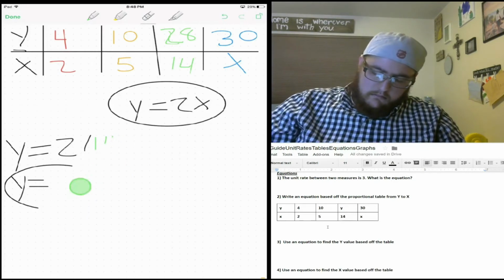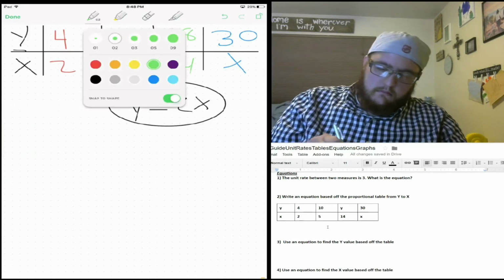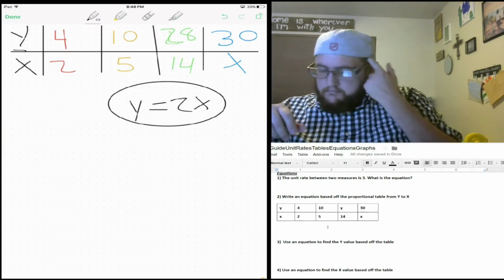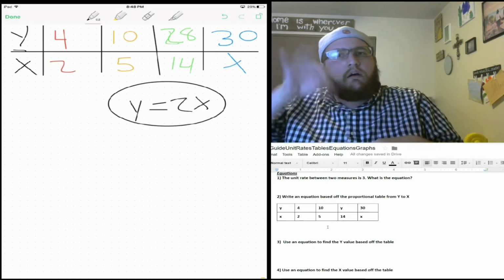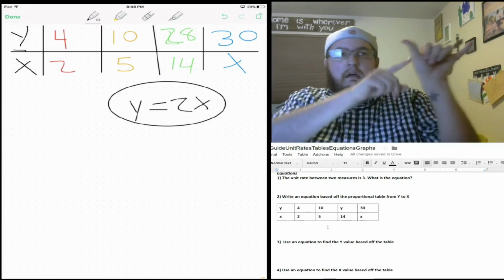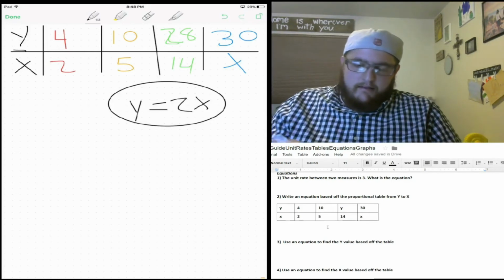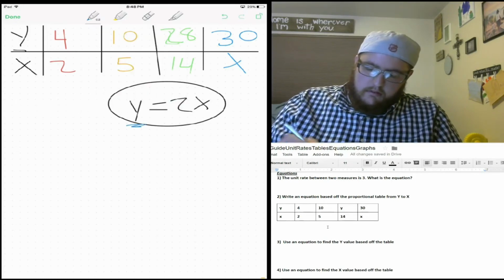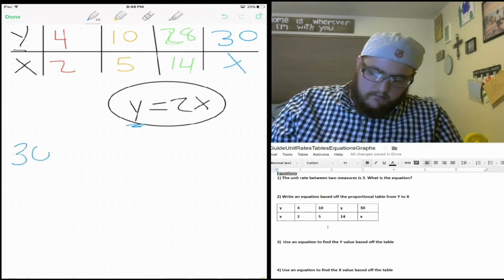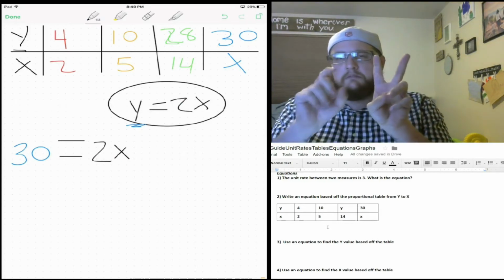So this one's kind of interesting. We don't know the x value, but we do know the y value. So we don't know what we can plug in for x, but we do know that we can plug in a 30 somewhere. Well, we know that y is equal to 30, so we can take y and replace it with 30. And that'll look something like this. 30 equals 2 times our mysterious x value.